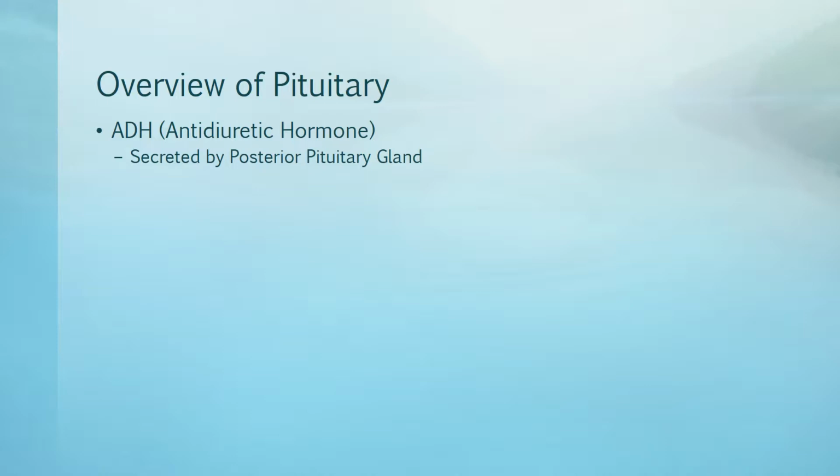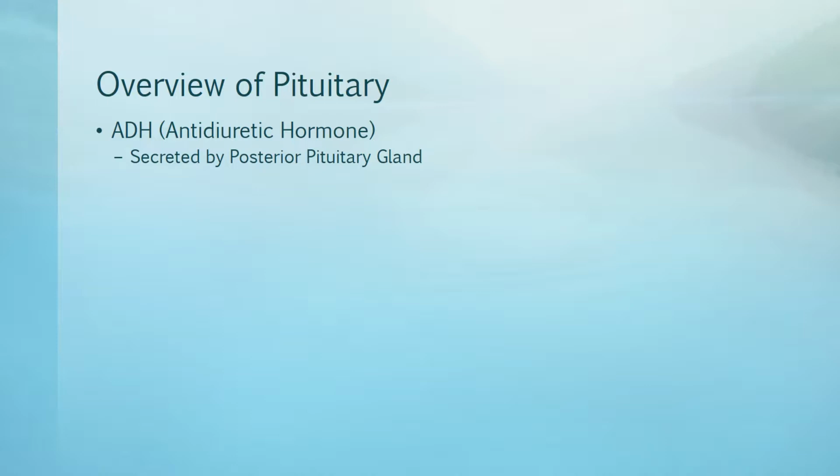Our TSH hormone is produced by the pituitary gland and it stimulates the thyroid gland in response to different levels of our T3 and our T4. And this is to either increase or decrease the levels in our blood. So there's two primary pituitary disorders, and those are going to be our diabetes insipidus and our SIADH.